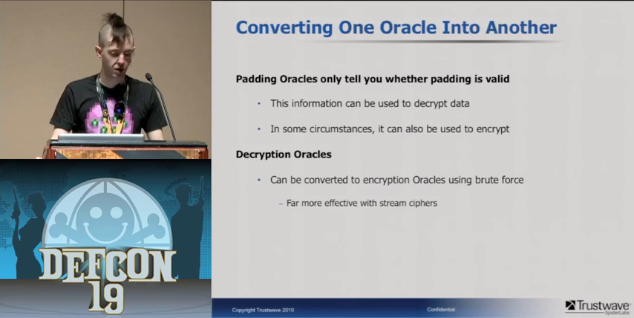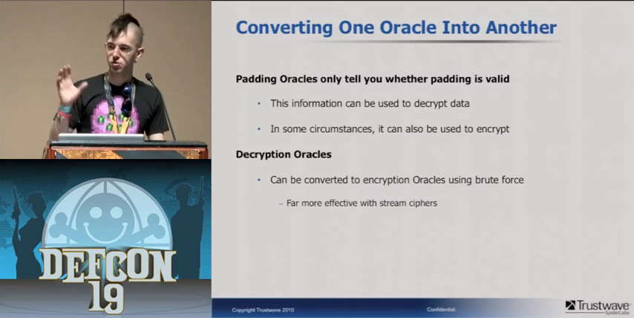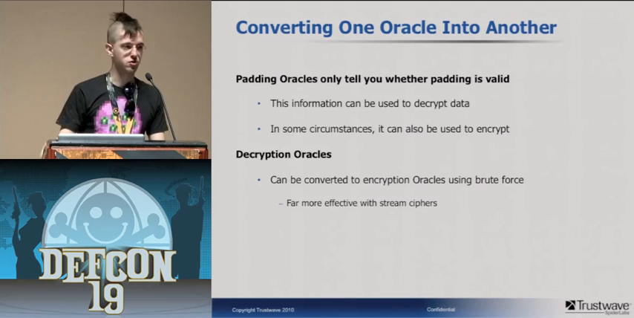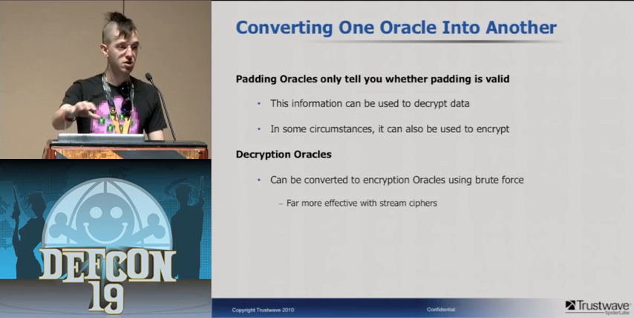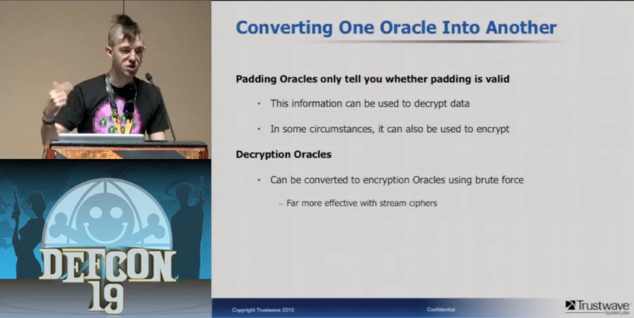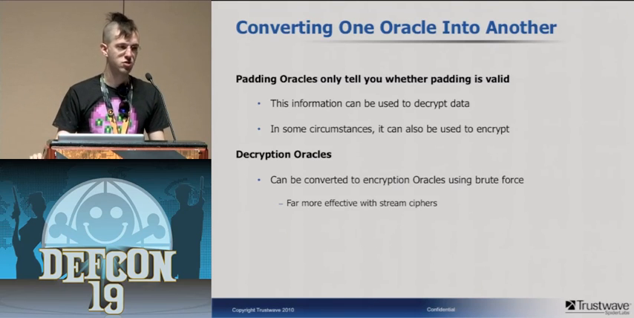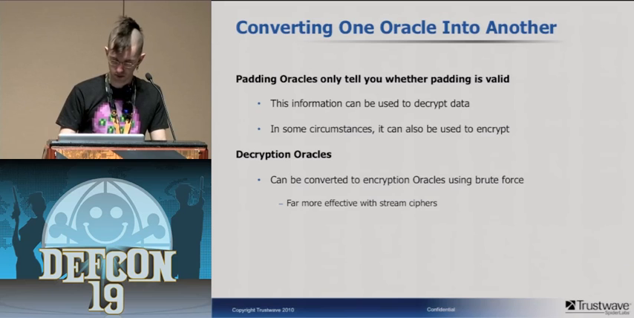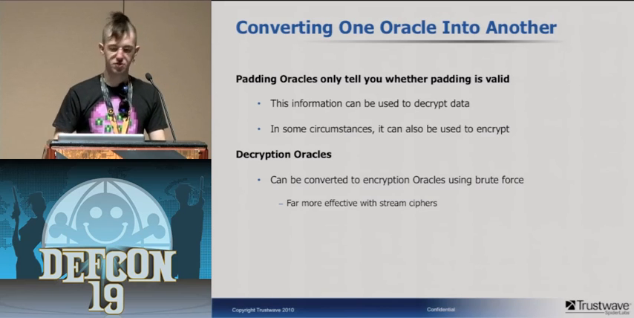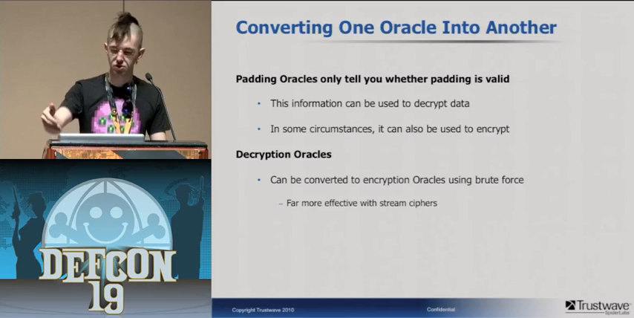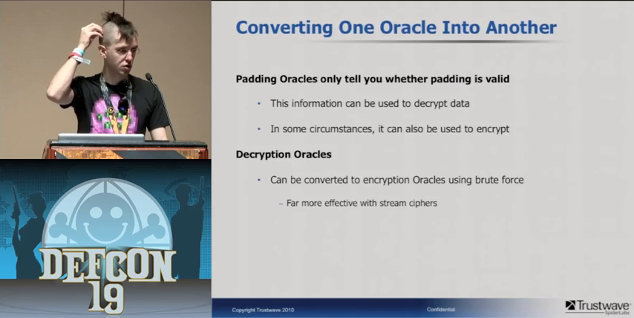Now, since block ciphers do this several characters at a time, you need to guess all of the characters in that block at the same time. So you need to keep doing that until you get it right. That's a little bit more complex, a little bit more heavy on the queries. Whereas if you're talking about a stream cipher, that's one byte at a time. So you can just guess even one bit at a time until you get exactly what you're looking for.